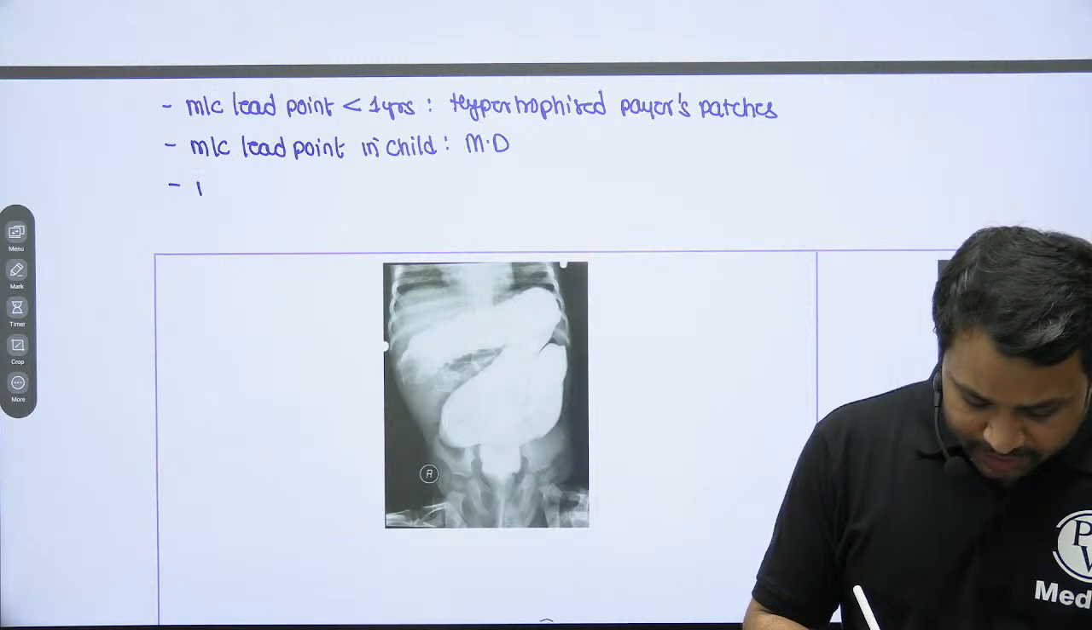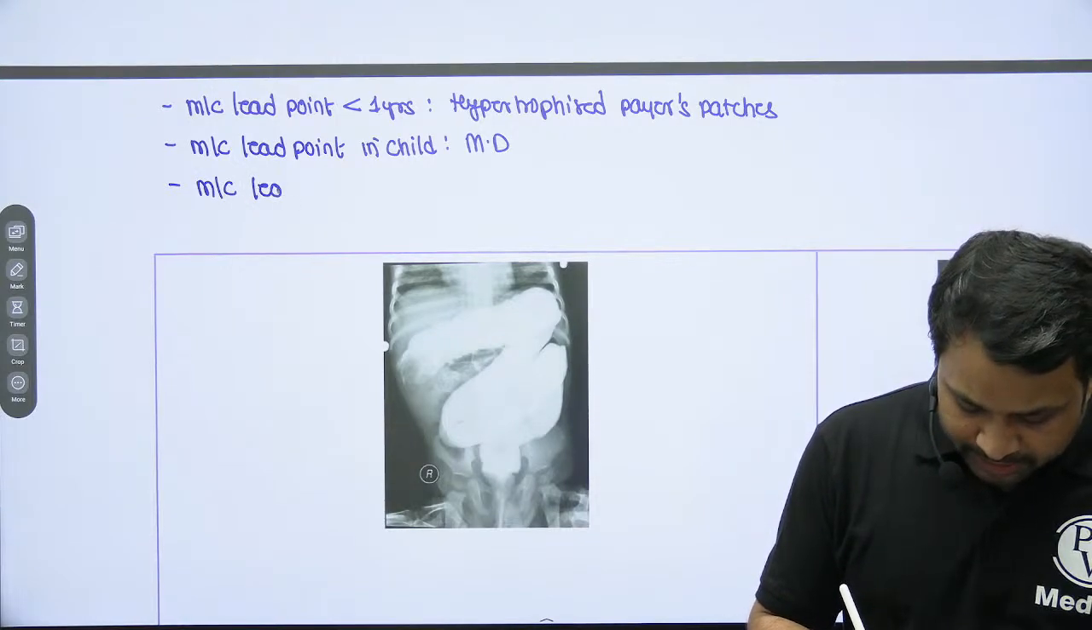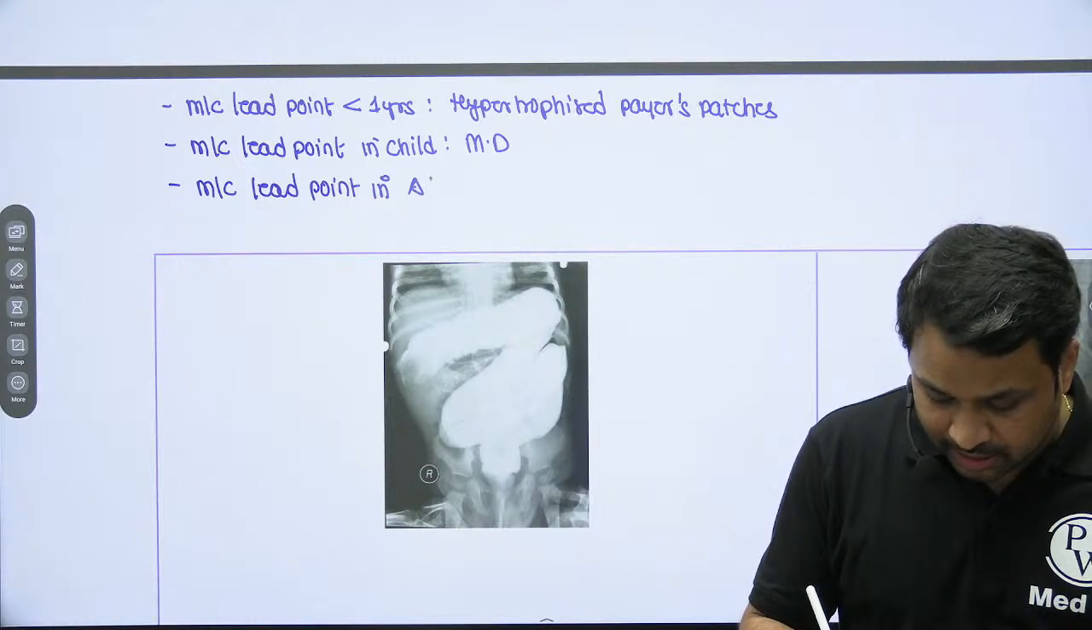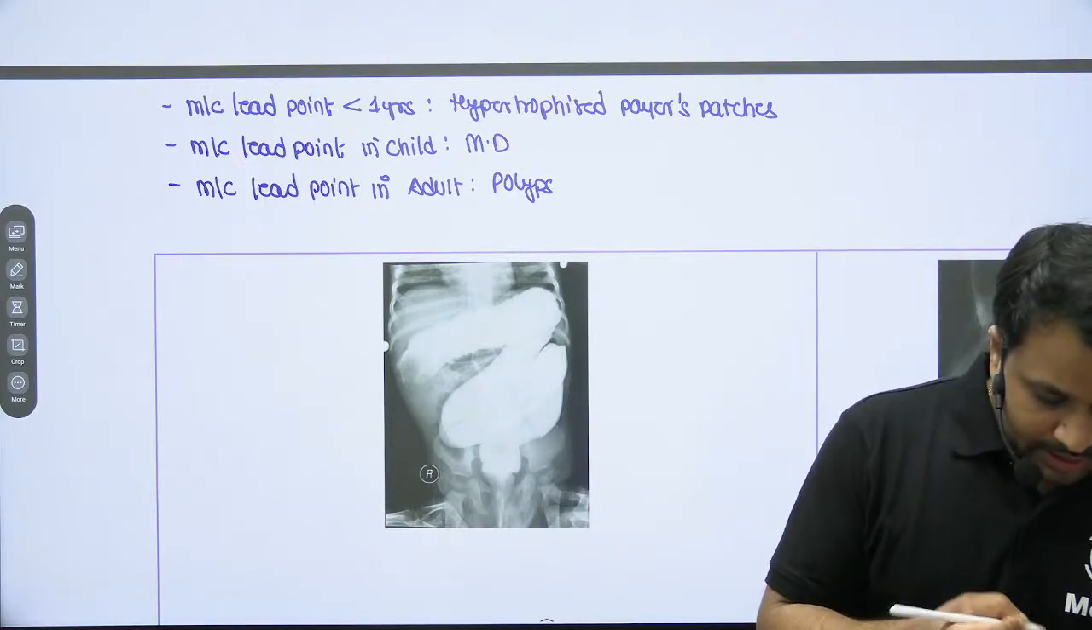Change the question. If I ask you, what is the most common lead point resulting in intussusception, but this time we are asking in adults? So in adults, it is going to be polyps.